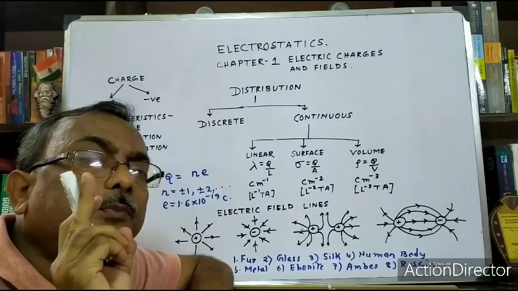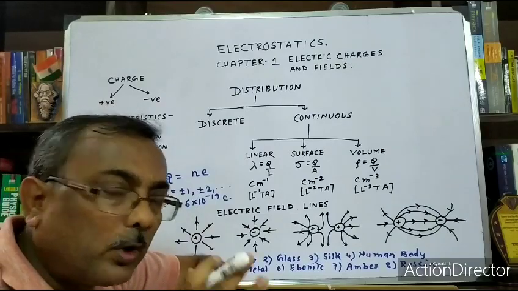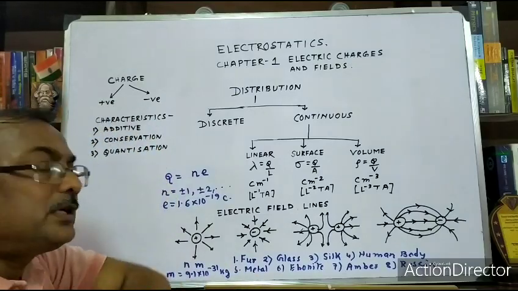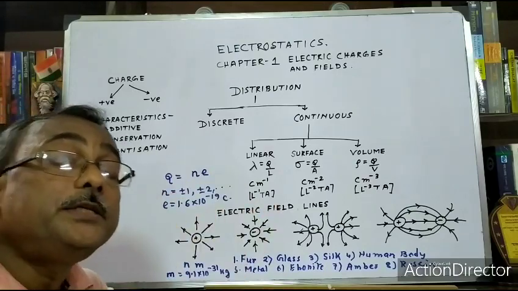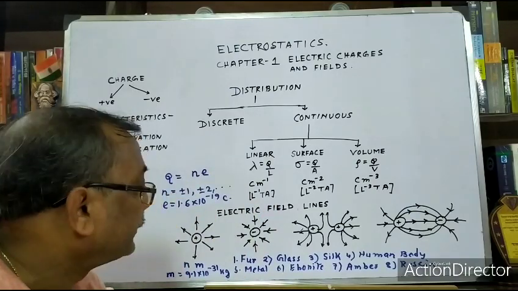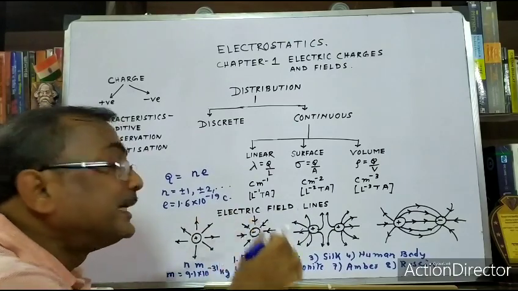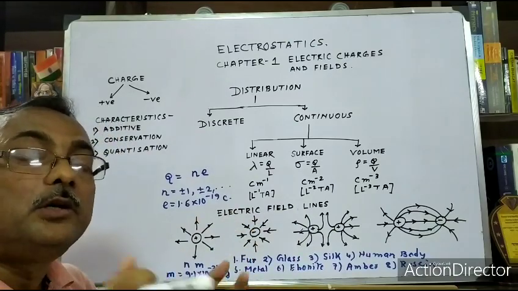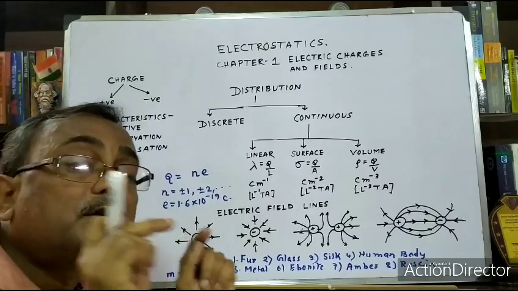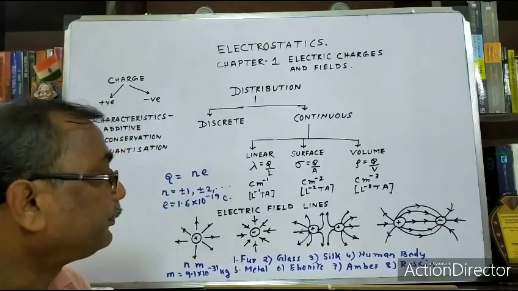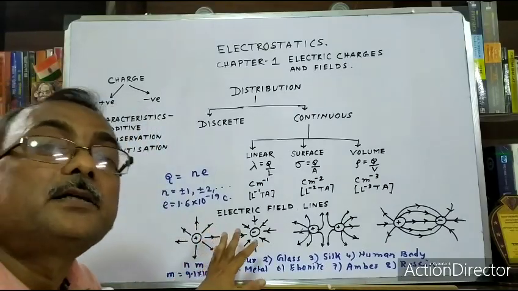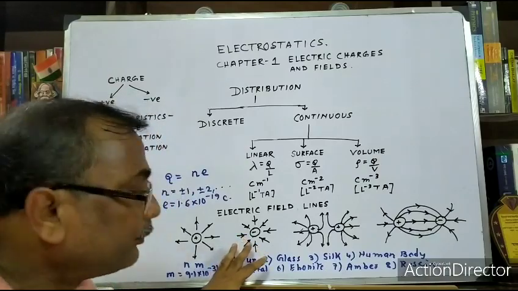So these electric field lines have three characteristics. Number one, if the charge is positive, the electric field lines will originate from that positive charge. If the charge is negative, the electric field lines will terminate into that charge. So this is the first characteristic of electric field lines.